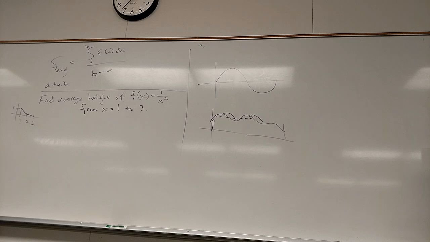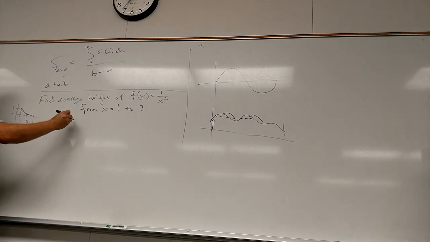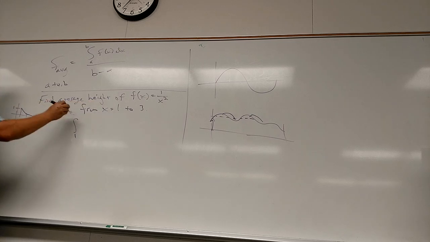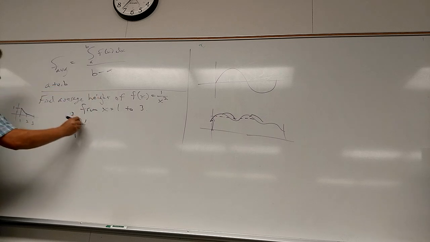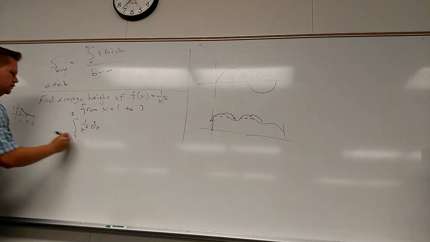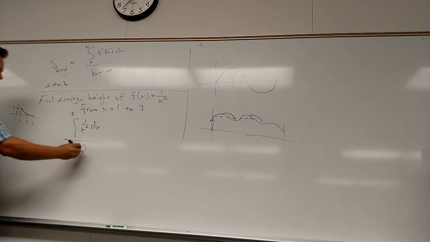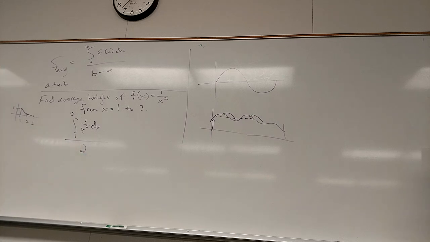But how do I do this? I just do this. What total area am I talking about? The interval from 1 to 3. That's crazy. The integral of 1 over x squared dx divided by 2. I like it. 3 minus 1.